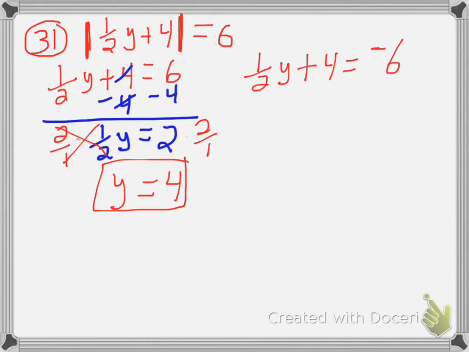Now I'm going to move to the next side, do the exact same process. So we've got a plus 4, so I'm going to go minus 4 and minus 4.